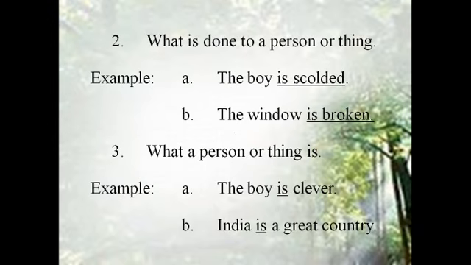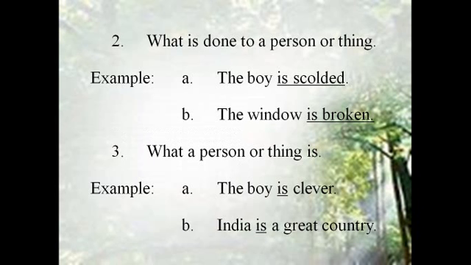In example 2, the clock strikes. Here, clock is a thing. It tells the action done by the clock. What's the action? It is strikes. So, strikes is a verb. It is an action word. Let us see the next example.